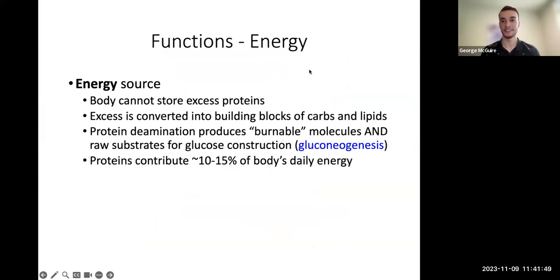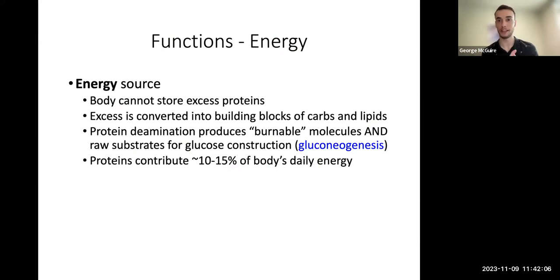And the last function of proteins in our body here would be as an energy source. So we really only convert proteins into energy when we are super low on access to carbohydrates and lipids. Right? Our body will prefer those two sources over proteins.